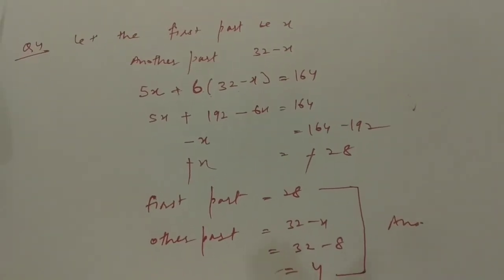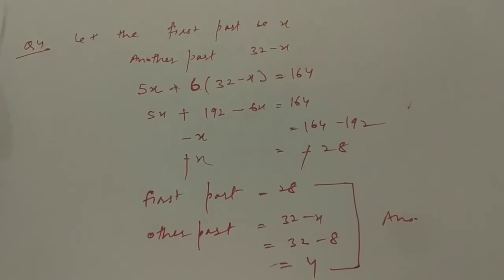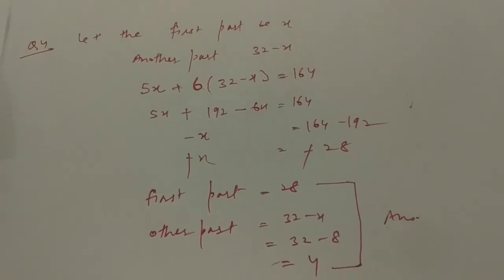Now let's move to the 5th question, the last question of this video. Let's check out how to solve it. So the 5th question says, the ones digit of a 2-digit number is double the digit in tens place. If the sum of the digits is 9, find the number.